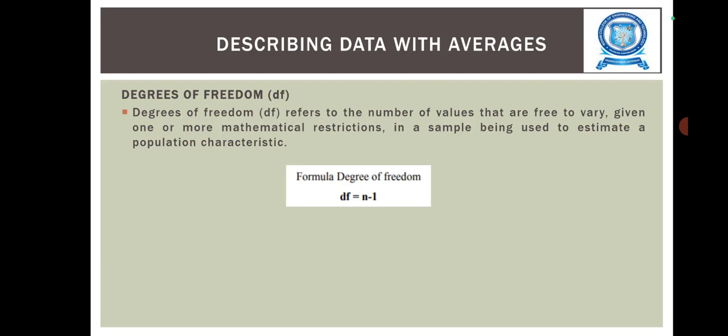Degree of freedom. It refers to the number of values that are free to vary given one or more mathematical restrictions. A sample is being used to estimate a population characteristic. Degrees of freedom are the number of independent variables that can be estimated in a statistical analysis. The values of these variables are without constraint, although they impose restrictions on other variables if the data is to estimate parameters. Degree of freedom, short form DF, is the number of values free to vary given one or more mathematical restrictions. Here we have the formula for degree of freedom, DF equal to n minus 1.